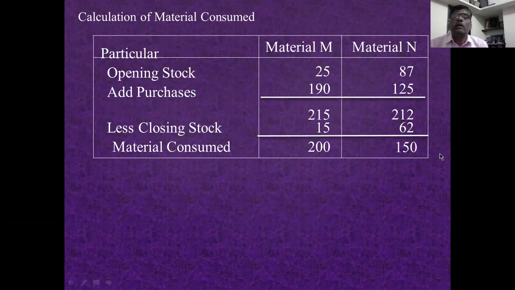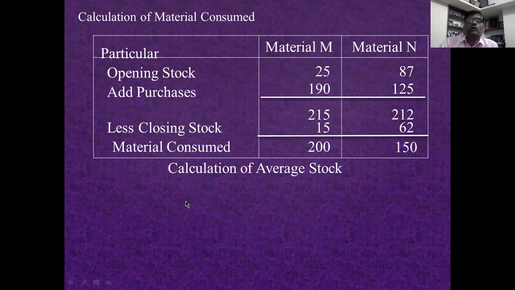And the second requirement is average stock. Average stock is equal to opening stock plus closing stock divided by 2, or minimum stock plus maximum stock divided by 2. In this problem, opening and closing are given. Therefore, you calculate opening stock plus closing stock divided by 2. You see here, calculation of average stock.